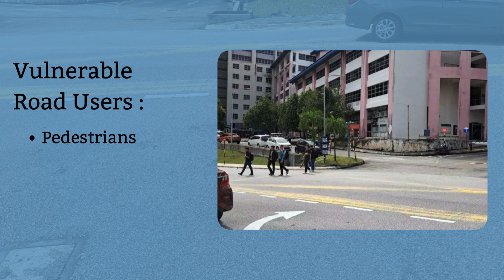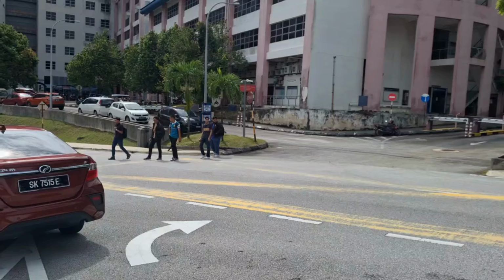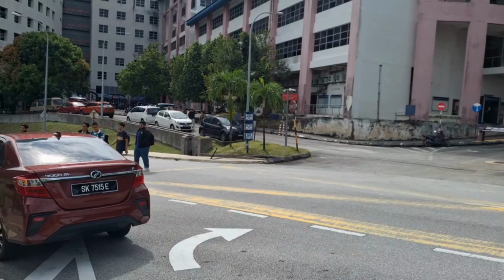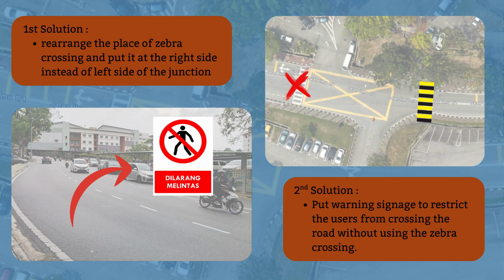The third problem is the vulnerable road user, especially the pedestrian. Most pedestrians coming from the complex choose not to use the zebra crossing to cross the road, causing disturbance to the traffic flow and risking their safety. Therefore, to solve this problem, we provide two solutions.